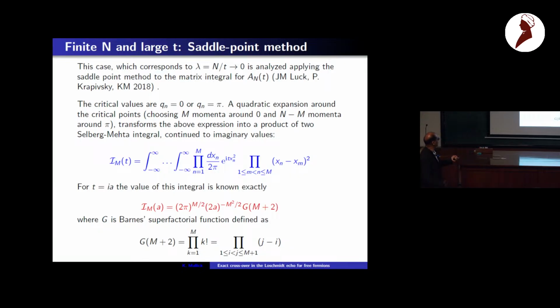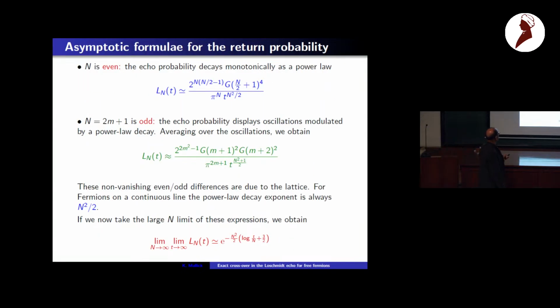It is a double factorial, product of factorials from 1 to n. This is called the Barnes superfactorial function. Anyway, once you do that, and you play a bit with it, you end up with a formula for the Loschmidt echo for a finite number of fermions evolving for a very, very long time. The formula is a bit strange. It is a little cute, or you can find it uncute.